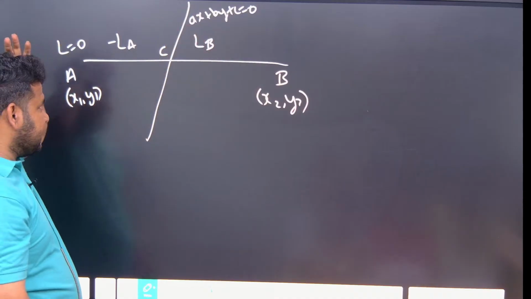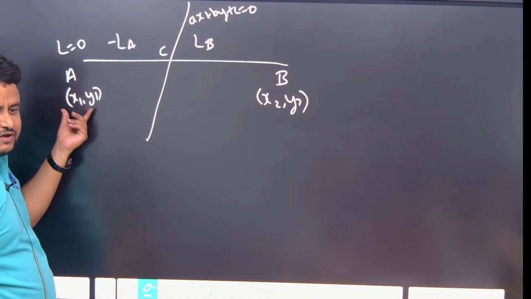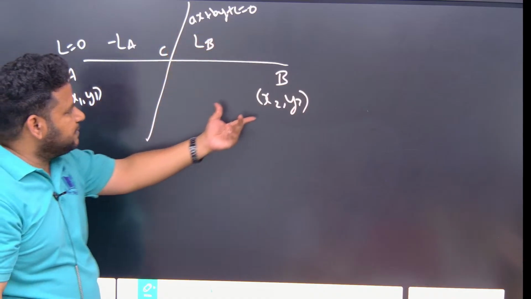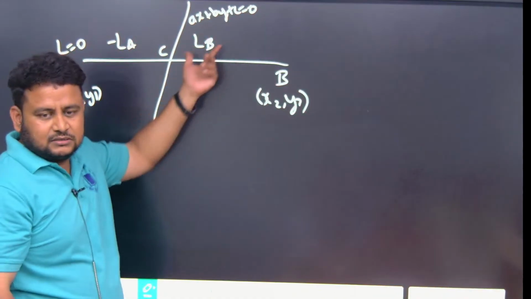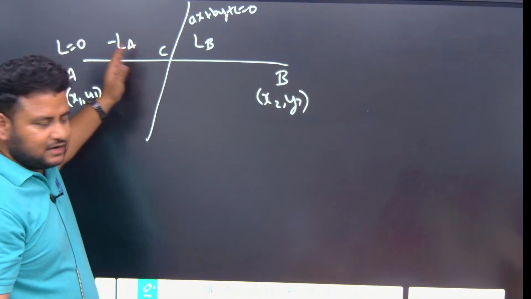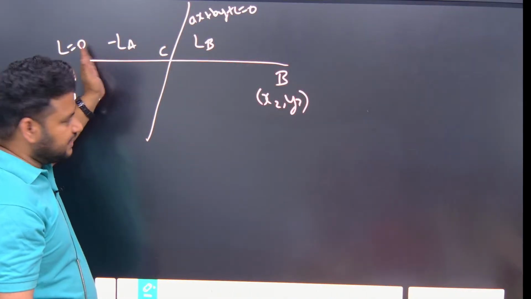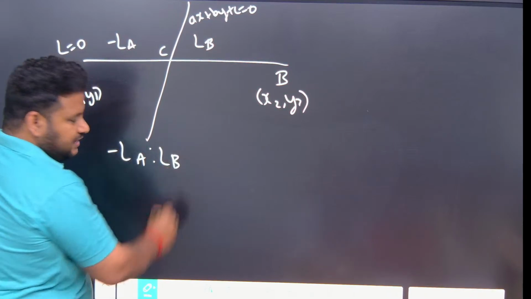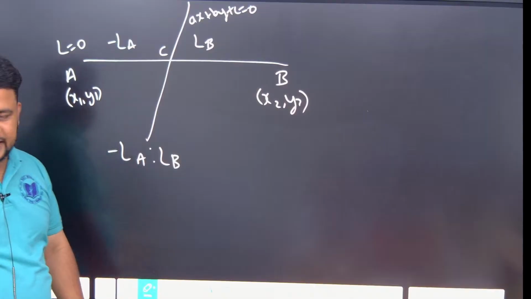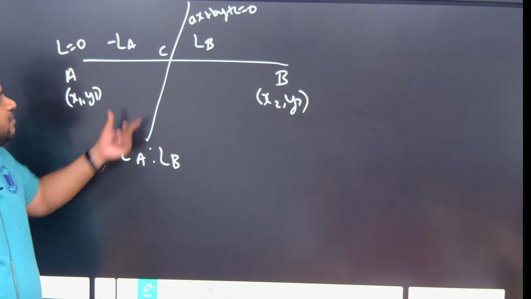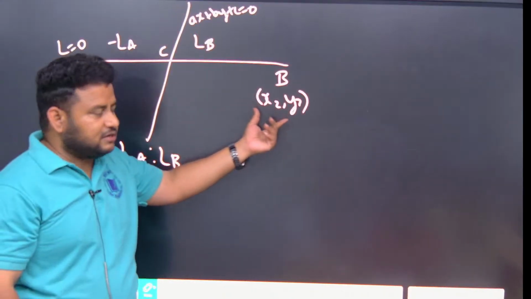Now if I say LA, what you should do? The point x1 y1 of A is substituted here, that will become LA. Then LB means x2 y2 substituted here, that is what you will get. So this point C will divide AB in the ratio minus LA is to LB. Coordinates of A, put it in this line, then coordinates of B, put it in this line, you will get the value.